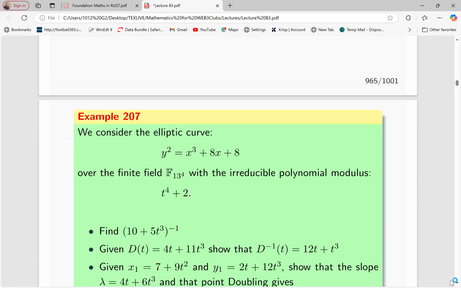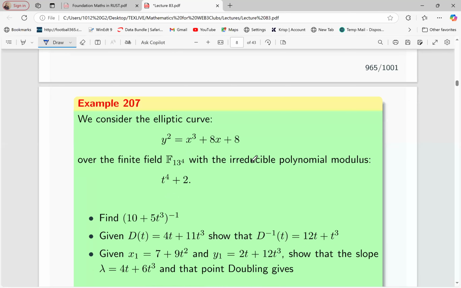Now, just before we look at the code, I want us to do some calculations that will assist us to be able to write the code, for example, how the code will be doing inverses, point addition, doubling, and so on. This calculation is just meant to assist us to know how to write the code.